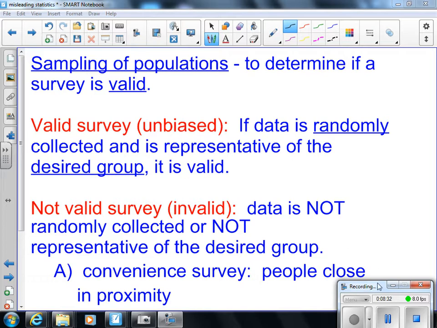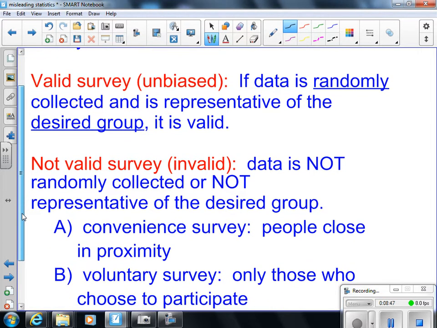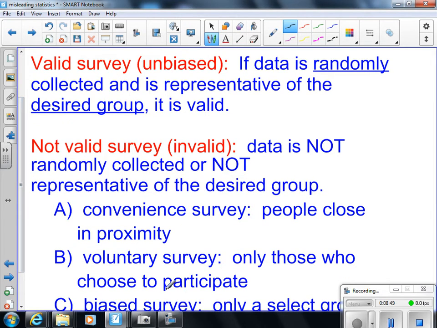Okay, so when is it not valid? Not valid, or they call that invalid, or sometimes you might say it's biased. In other words, maybe the data is not randomly collected, or it's not representative of the entire group. So here are some things you want to look for. One is a convenience survey. In other words, you chose to just survey people close to you in proximity. Instead of going through the lunch line and surveying every 5th person coming through, I just do your class because you're convenient. That would be what I call an invalid or biased survey.